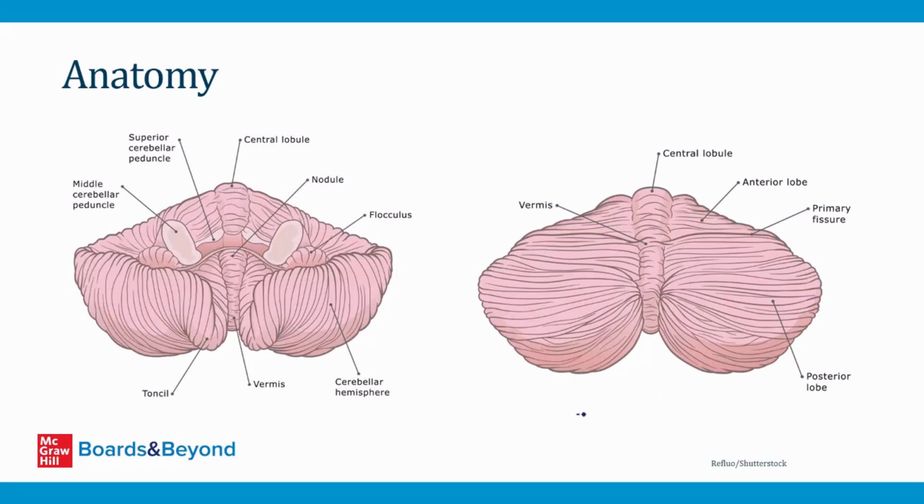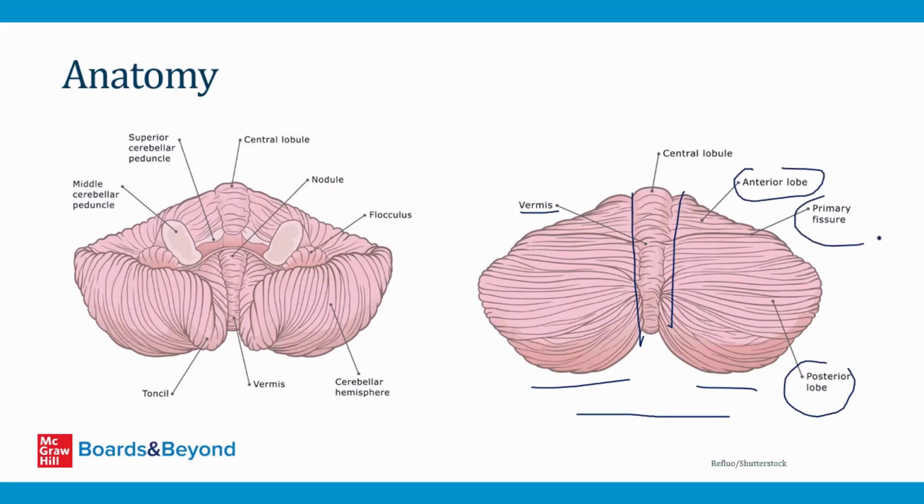I'll start by focusing on this image over here on the right. So there's a structure down the midline of the cerebellum that's called the vermis. This will be important later when we talk about the clinical features of lesions involving the vermis. And then outside the vermis, you can find cerebellar hemispheres on either side, one here and one here. You can then also divide the hemispheres into a posterior lobe and an anterior lobe separated by the primary fissure.